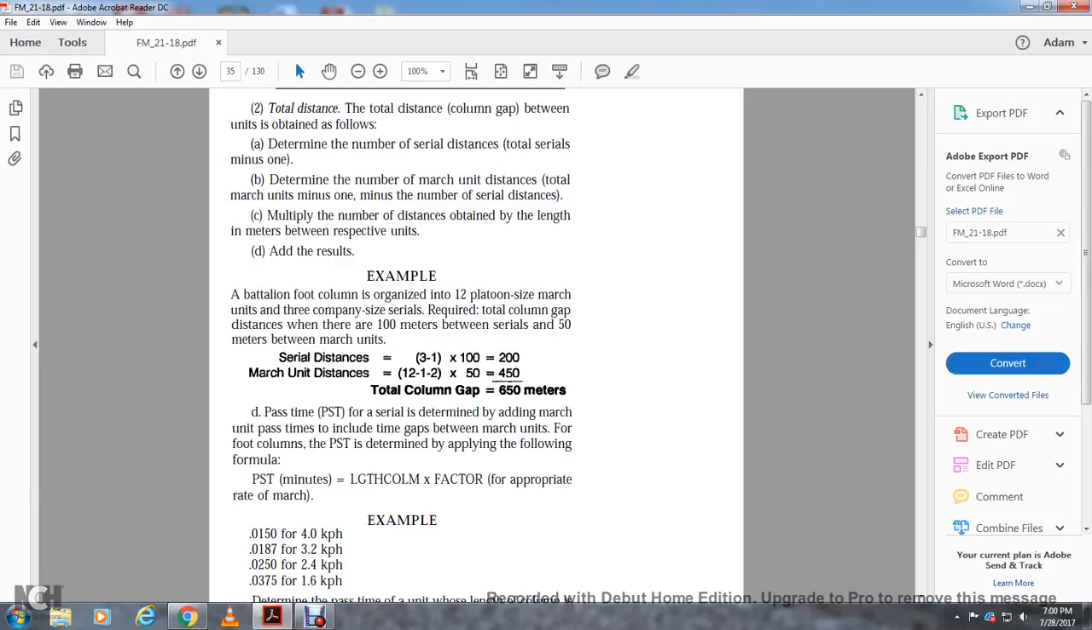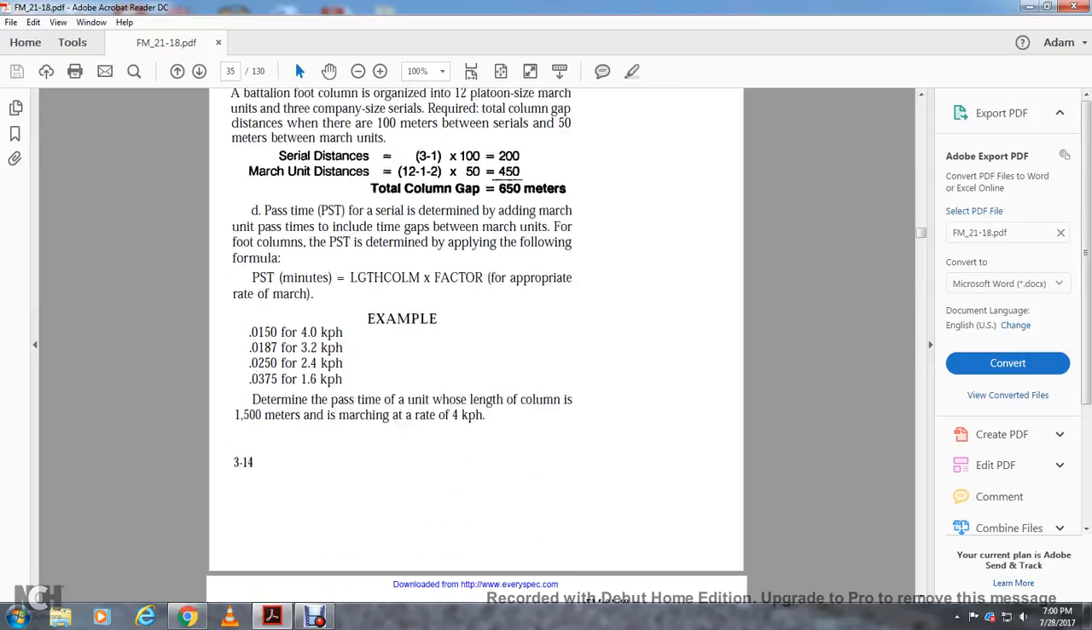The pass time of a serial is determined by adding the marching units, and for the pass time of foot columns it includes the gap between the marching units. Pass time is determined by applying the following formula: pass time in minutes equals the length of the column times the factor for the appropriate rate of march. Examples are 150,000 for 4 kilometers, 180,000 for 3.2 kilometers, 250,000 for 2.4 kilometers, and 375,000 for 1.6 kilometers.